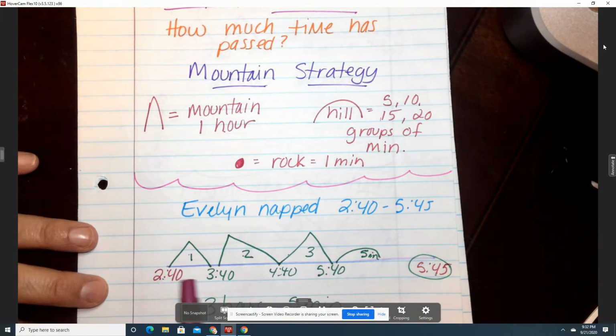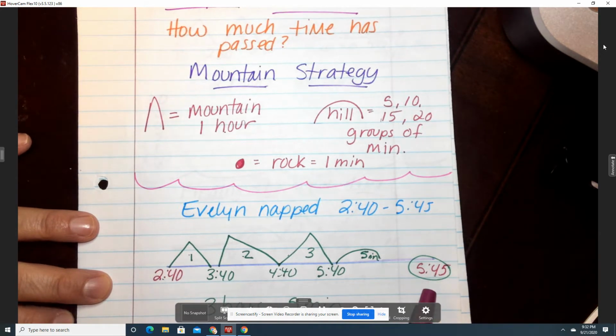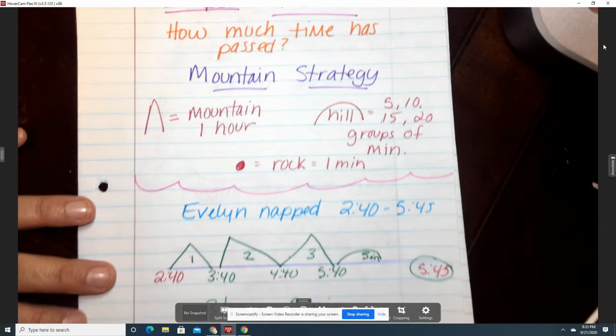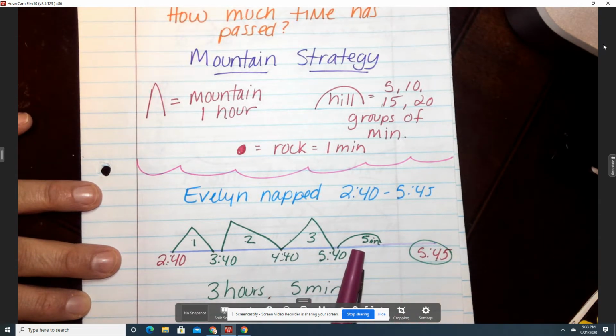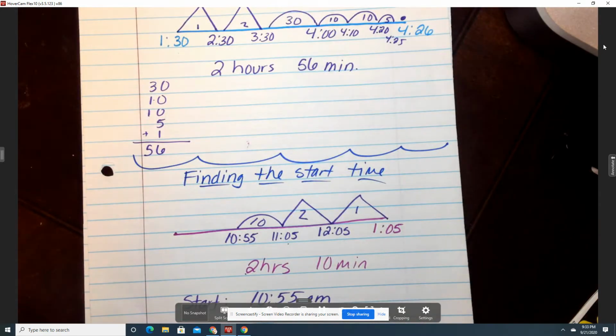And then yesterday we had a start time of 2:40 and an ending time of 5:45, and then we had our elapsed time. That's what we found out. And yesterday we found out, using mountains for our hours and hills for our minutes, that Evelyn out 3 hours and 5 minutes. So today we're going to talk about finding the start time.